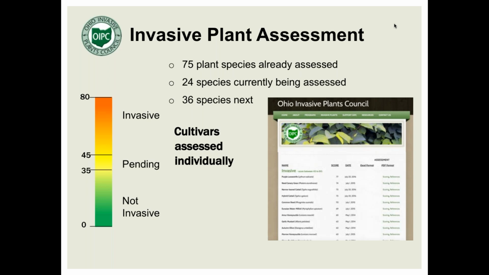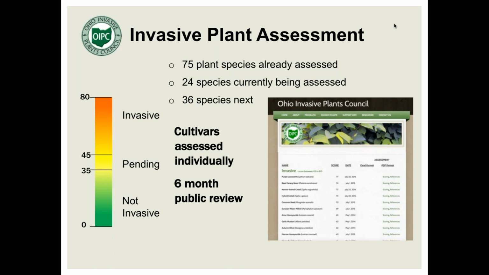In other words, they were not grouped with the parental taxa. And the hope here was trying to find a cultivar that would not be invasive and that would be safe for planting. As you'll see in a moment, that proved to be a little problematic.